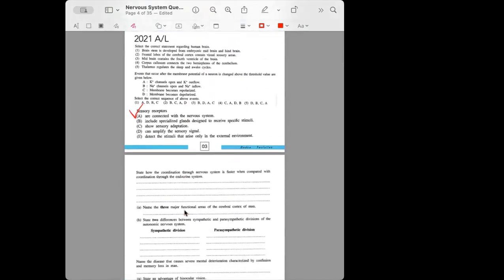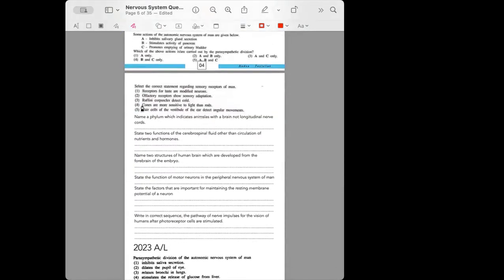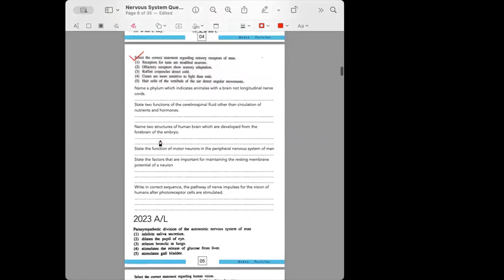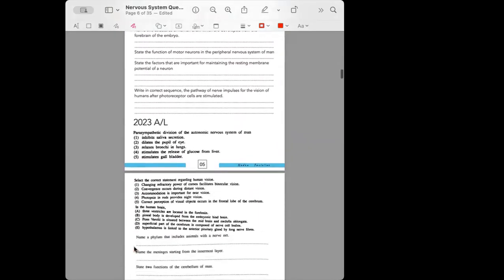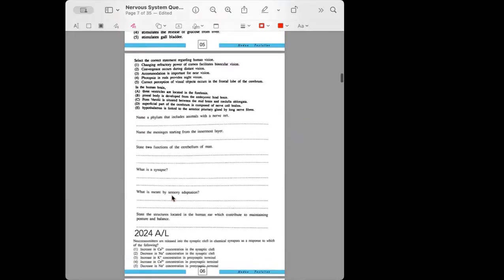Okay. Then moving on to page number 4, you don't really have any question here. Then moving to page number 5, you have one question which is the MCQ of 2022 A level. Select the correct statement regarding sensory receptors of man. Page number 5, very first question. And then there is no other question. So there is usually one MCQ, or else they can be a part of a structured essay. Then moving to the sixth page. What is meant by sensory adaptation? It's there. And yes, that's all.